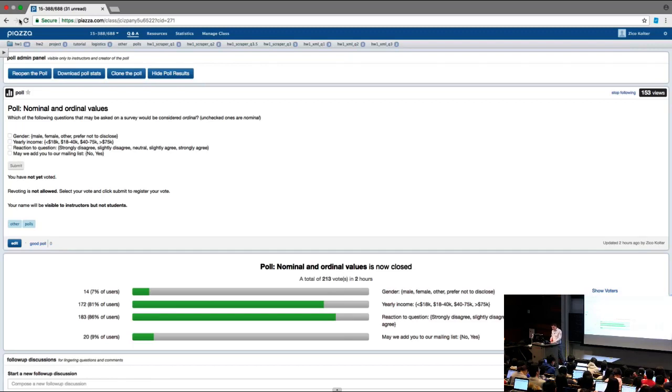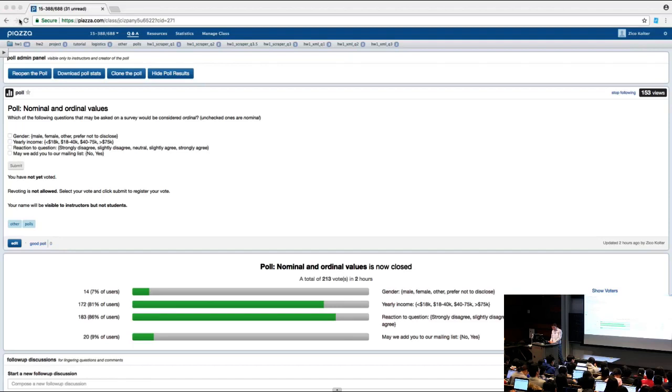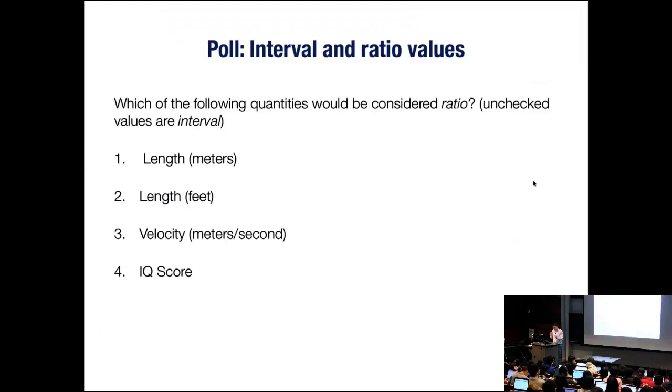Okay. Let's do the next poll now, which is the same thing for interval and ratio values. Let me open that one up. Which of the following quantities are considered ratio quantities? Check them if they are ratio. Do not check them if they are interval. So there's length in meters, length in feet, velocity in meters per second, and IQ.